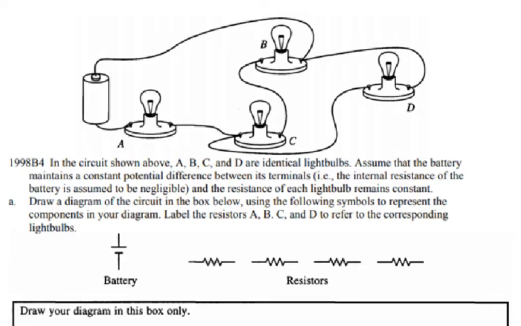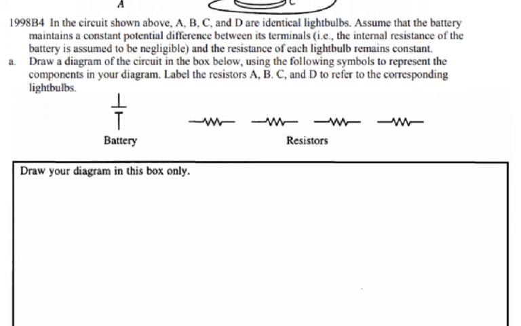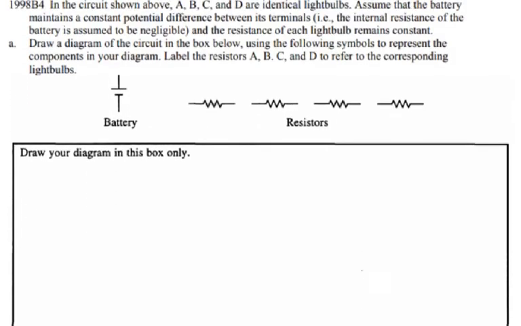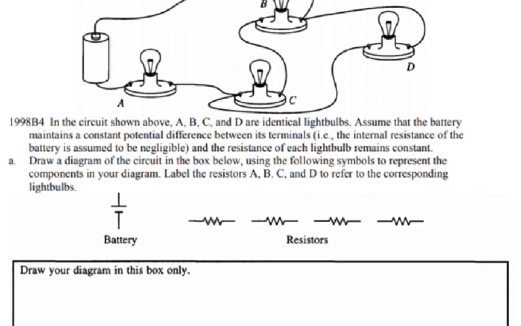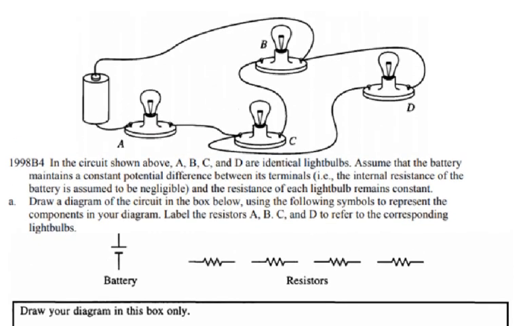Draw the diagram of the circuit in the box below using the following symbols to represent the elements in your diagram. Label the resistors A, B, C, and D, referring to the corresponding light bulbs. So we're going to scroll right here and maybe redraw the picture first before I start drawing, because I have to scroll the screen and I won't be able to show you the screen at the same time.